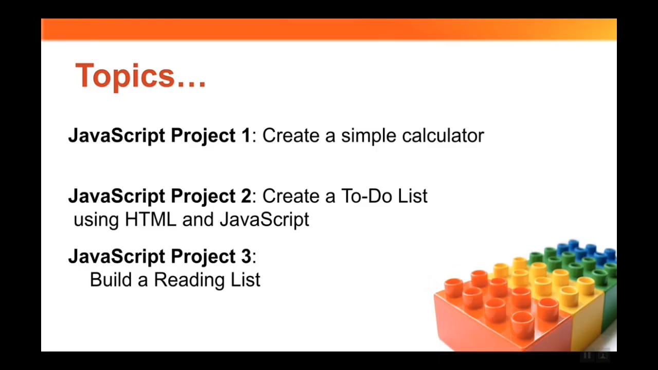In the second project, we'll create a to-do list using HTML and JavaScript. For this, you'll need to have some basic understanding of HTML, like the local storage, since we will be storing the to-dos that the user adds in the local storage. And in the third project, again, we'll use the same concepts as project 2, and we will be building a reading list of the books that you want to read and the books that you have read.